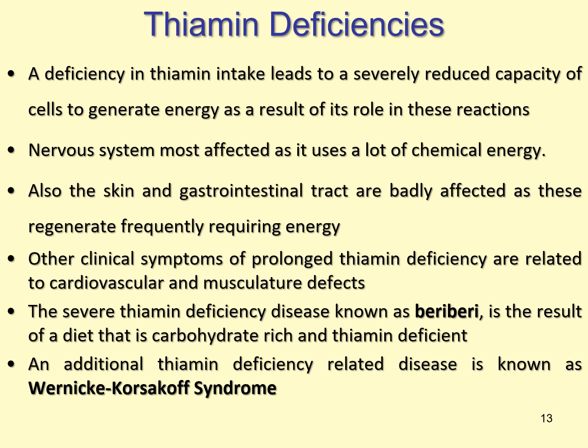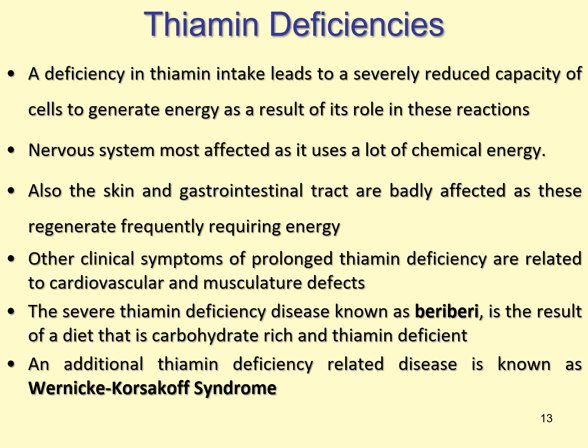Deficiency in thiamine intake leads to a reduced capacity of cells to generate energy, as a result of its role in this reaction. The nervous system is the tissue most affected, as it uses a lot of chemical energy, and the skin as well as the gastrointestinal tract, or GIT, are badly affected as these regenerate frequently, requiring energy, because carbohydrate metabolism is mediated by the thiamine pyrophosphate coenzyme.